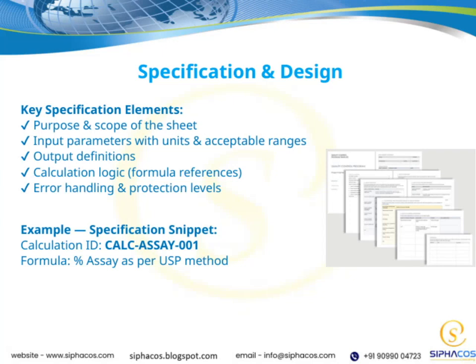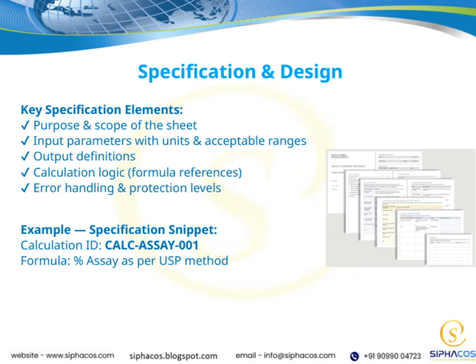Let's walk through the key specification elements that are crucial for this sheet. First, we need to clarify the purpose and scope of the sheet itself. This helps everyone understand what the sheet is designed to do and the boundaries of its application. Next, input parameters are essential. We specify what inputs are needed, along with their units and acceptable ranges. This ensures data consistency and accuracy in calculations.